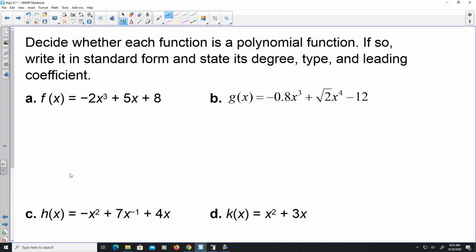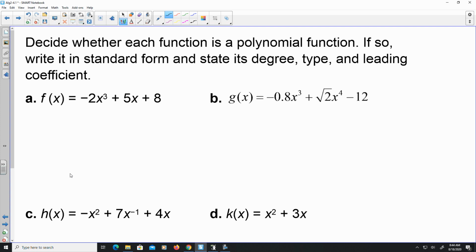So some of this might be a little bit of a review, but what we want to be able to figure out is, is a specific function a polynomial function? And if it is, we want to be able to rewrite it in standard form, state its degree, state its type, and in this case, they want you to use the lead coefficients. So let's look at the first example.